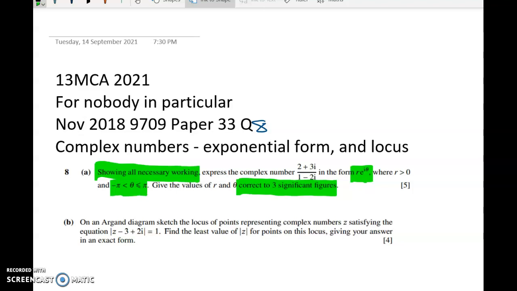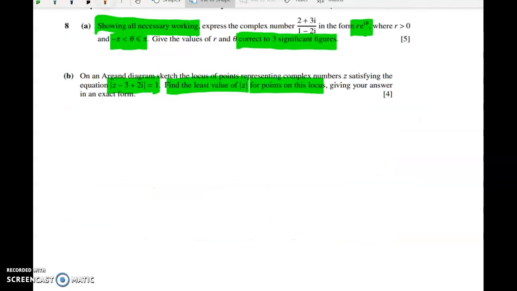The second question is a locus question, and it's one where we have to sketch the locus representing that, so that part's really easy. And then we have to find the least value of the modulus of z for points on this locus, and we need to give an exact answer for that one. Okay, so let's take a look at this first one.